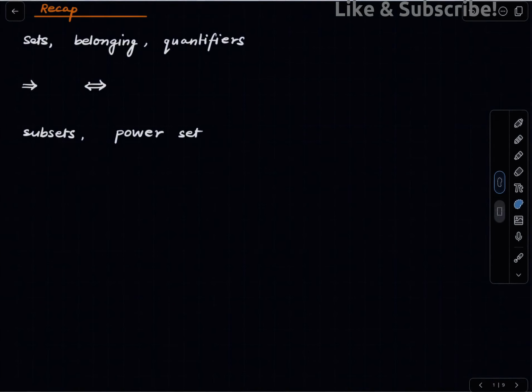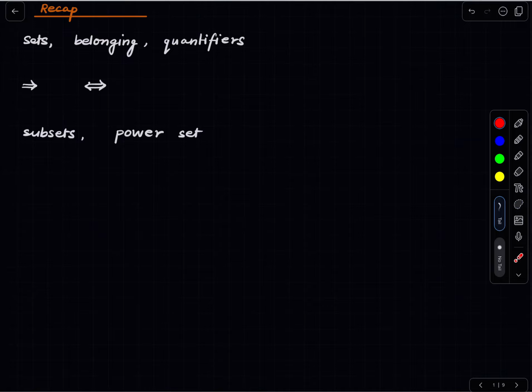Welcome to this primer on sets. We will continue our discussion from last time. And in this lecture, we'll discuss some basic operations on sets like union and intersection, etc. So let's recall some relevant things. We of course need the notion of sets. We need to know about what is meant by belongings and quantifiers.